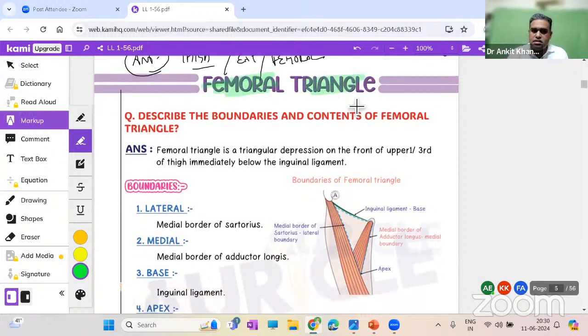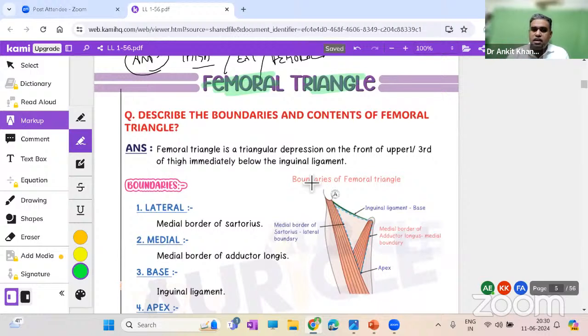Okay, so let us discuss this femoral triangle. Where is it located? In the upper medial part of the thigh, there is a concavity or sort of depression. That area is the femoral triangle. It's a triangular depression, as you can see.